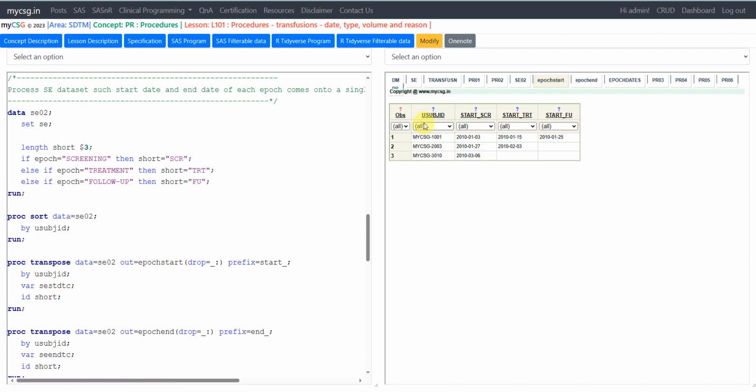Here, if you see, we have one record per subject with the start date of each of the epochs available as columns: start of screening, start of treatment, and start of follow-up. The first subject had all three epochs, so we have all three dates populated. For the second subject, we didn't have a record corresponding to follow-up, so we have that value blank. And for the third subject, we only had a record for the screening element, so the other two variables are coming as null.